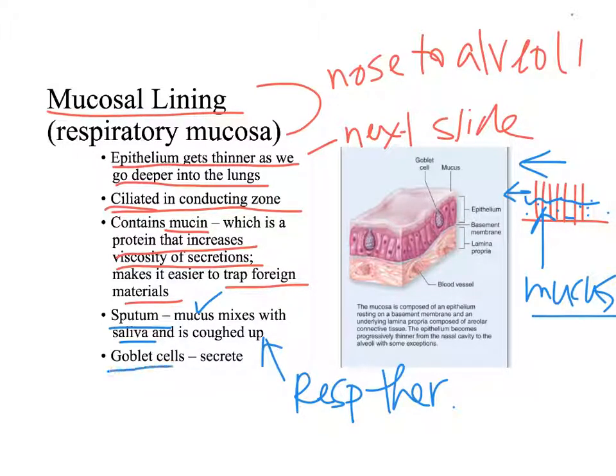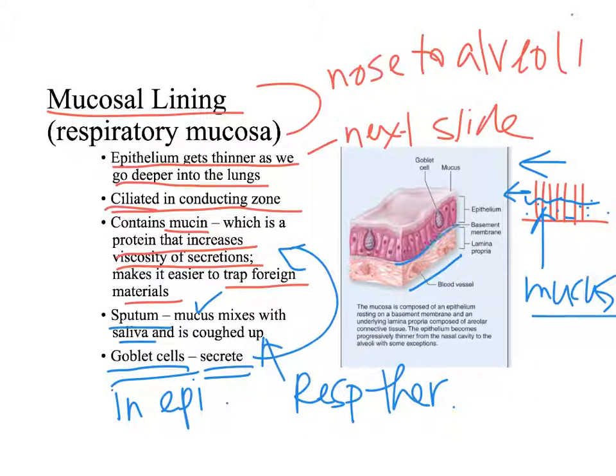Now there are certain cells in the epithelium. These are the goblet cells, and they're going to secrete the mucin. So if we look here, here's the bottom layer. It's called the lamina propria. And then the basement membrane, where the epithelium is lying. And then the epithelium. So here's the epithelial cells, goblet cells. Here's mucus, and there's the cilia sticking up.